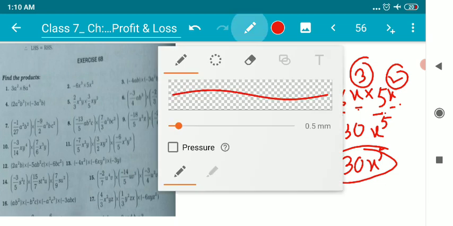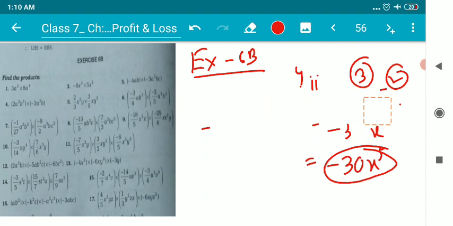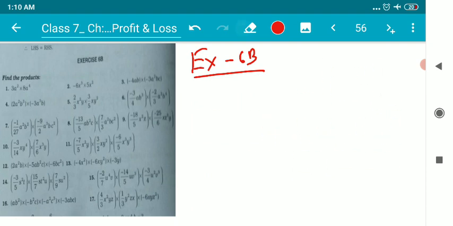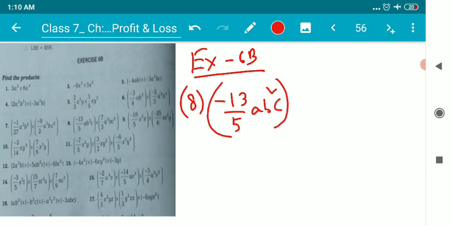Now let us solve something a bit different. Not different exactly, a bit bigger values. I prefer to explain question number 8. Let us understand question number 8. It's minus 13 by 5 a b square c, within the bracket, into 7 by 3 a square b c square.